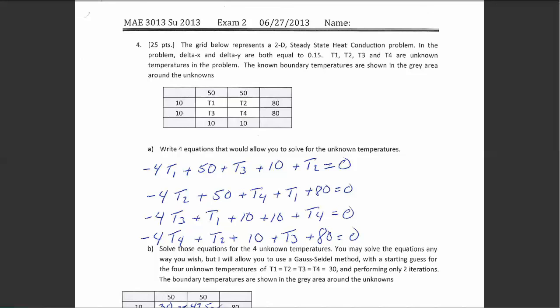So we've got 4 unknown temperatures and all the boundary conditions necessary to estimate the steady state value of these. The equation that we can write is that this temperature times minus 4 plus the sum of all the temperatures around it must equal 0. And that's true for T1, T2, T3, and T4.